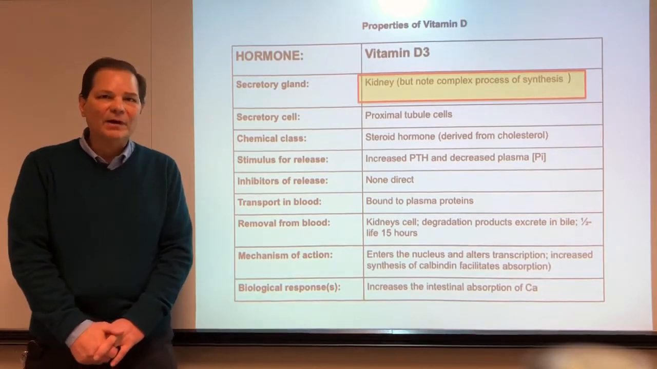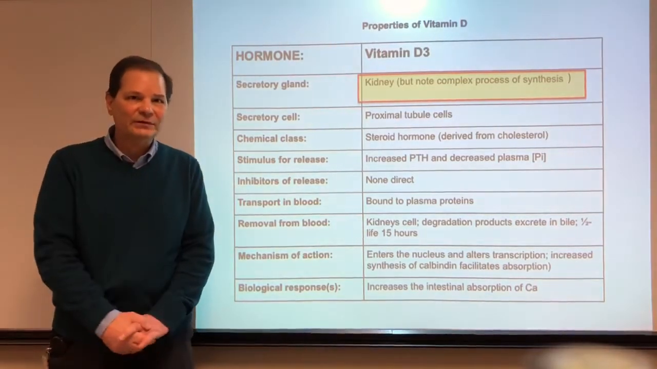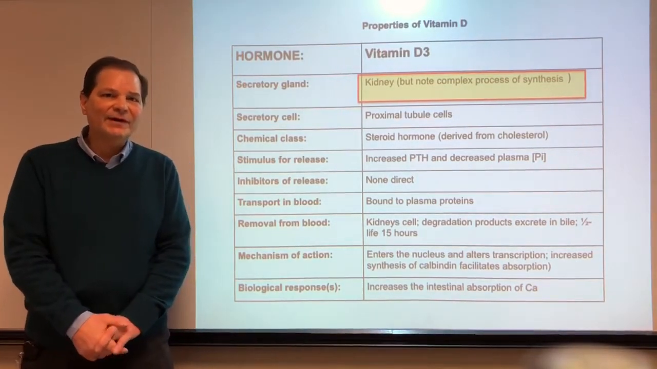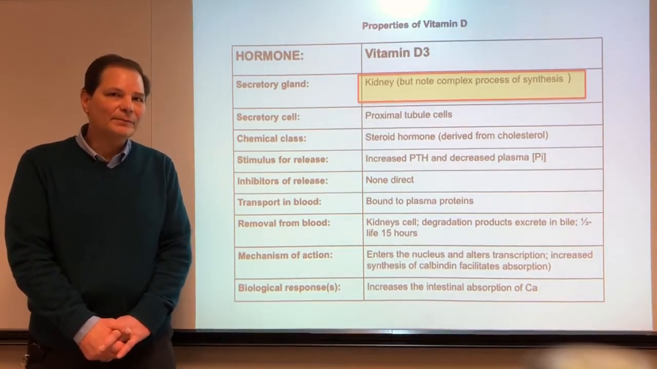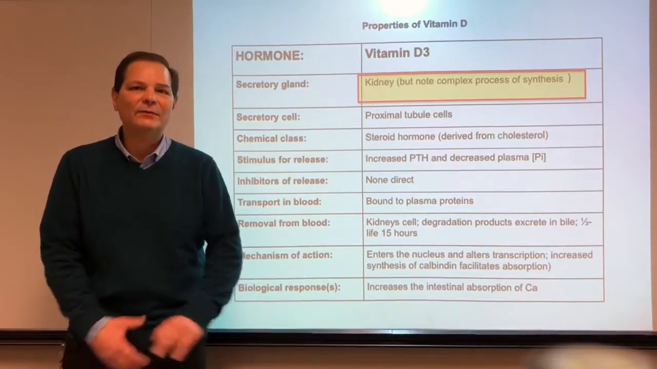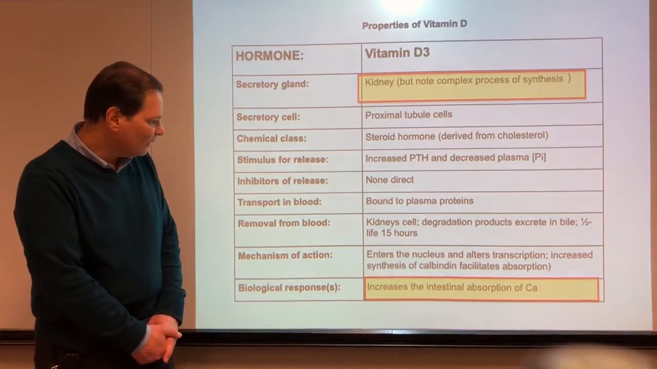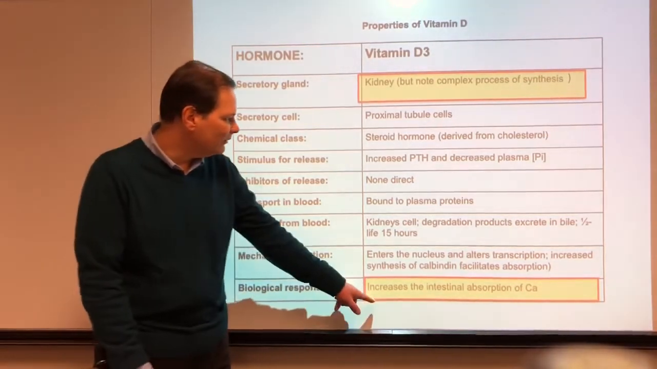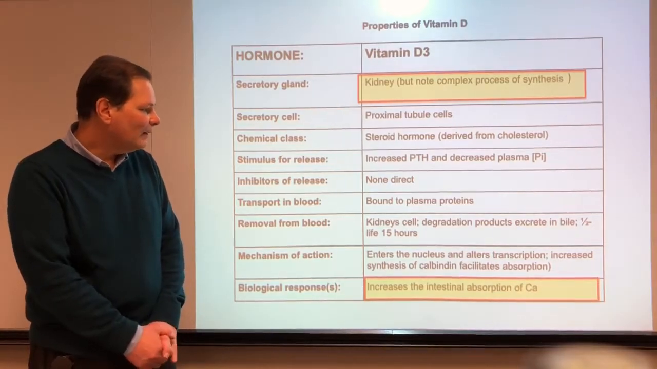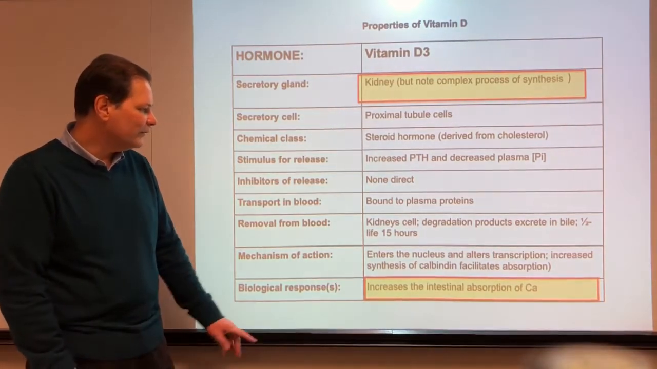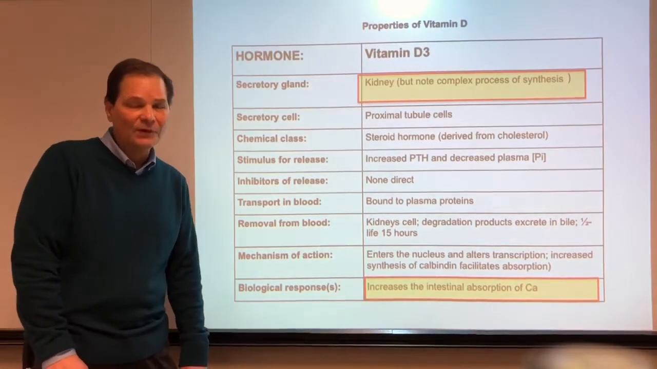However, you should bear in mind that it is a complex process, that 4 organs are actually involved, and that diseases of any of the 4 could actually cause a problem. We'll get to that in a moment. But the final steps in the kidney, that's where the active form is made. And it increases the intestinal absorption of calcium, okay? And so that also is what you should bear in mind. That is the primary organ of action.